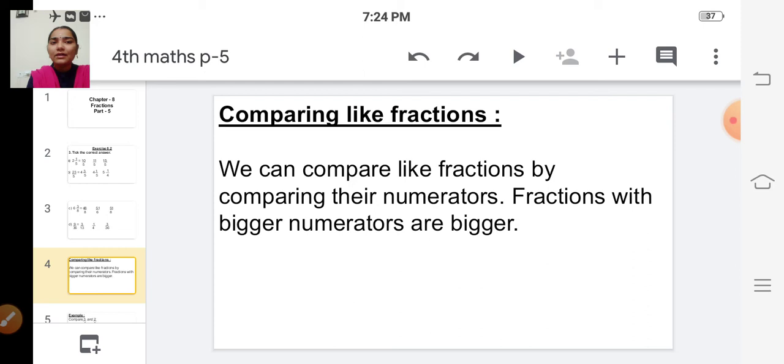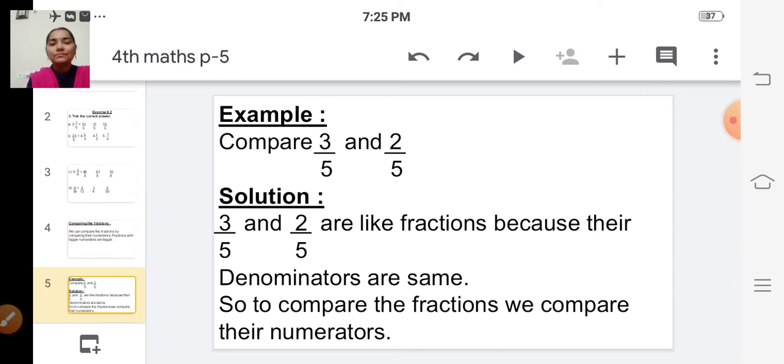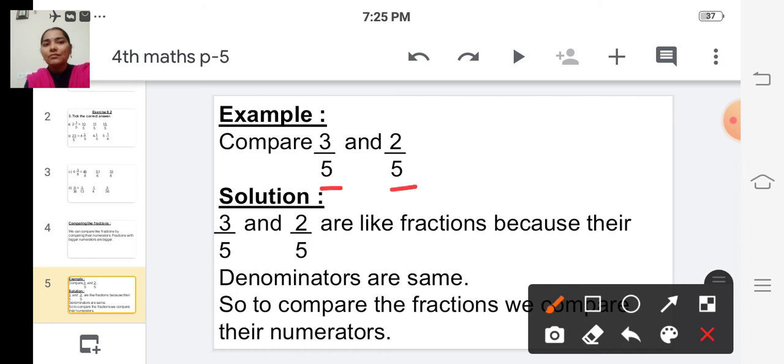Fractions with bigger numerators are bigger. Okay, so shall we see some example? First example, compare 3 by 5 and 2 by 5. Both the denominators are same, so they are like fractions. So 3 by 5 and 2 by 5 are like fractions because their denominators are same.